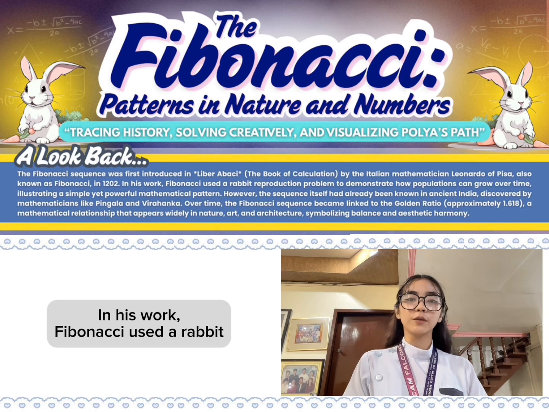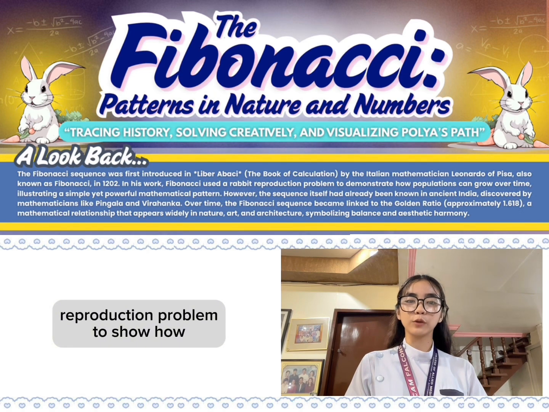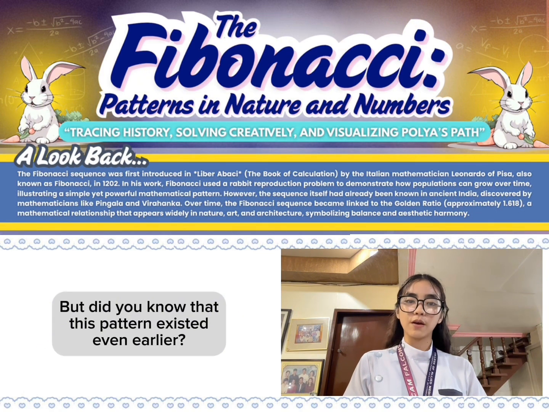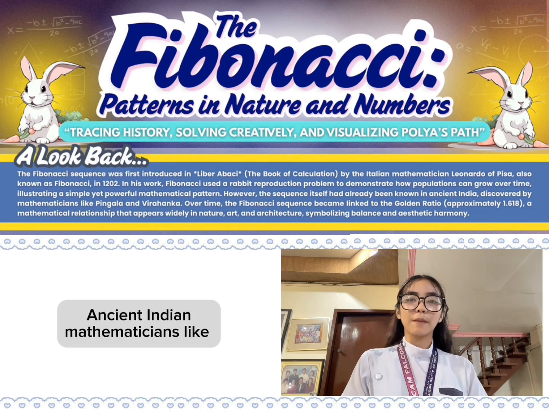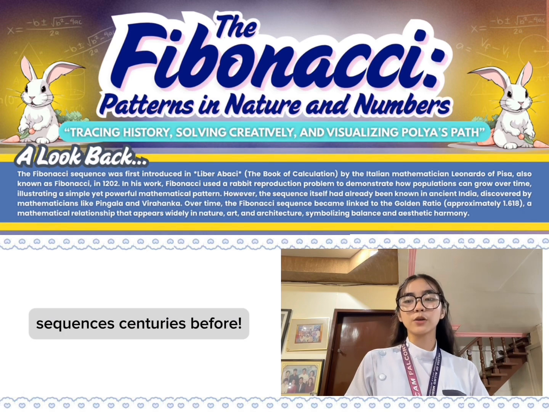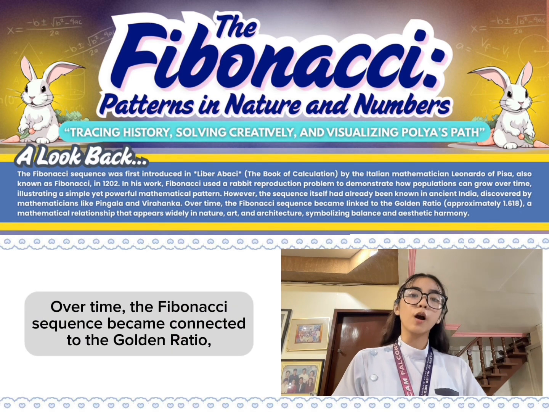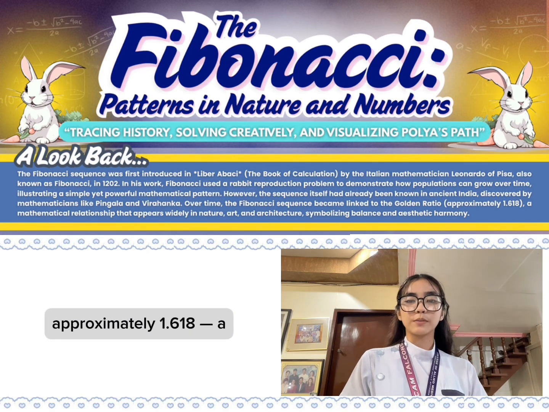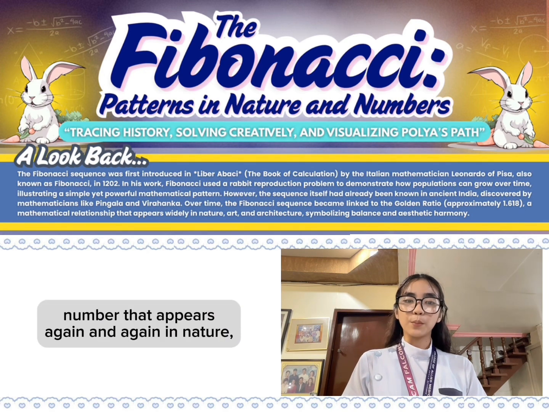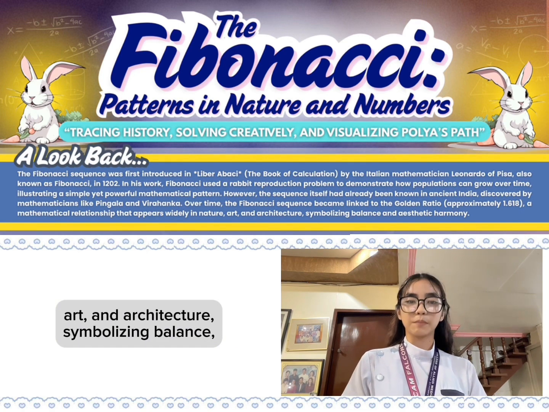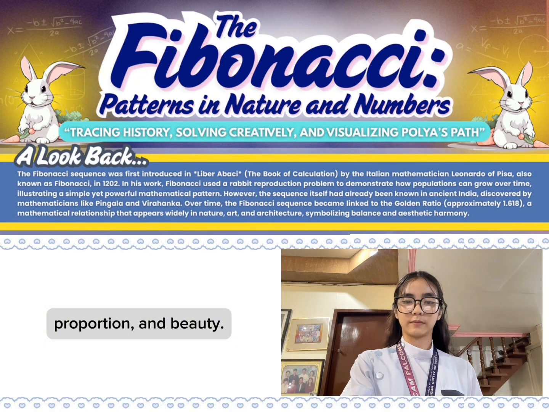In his work, Fibonacci used a rabbit reproduction problem to show how populations could grow over time, using simple math to model life. But did you know that this pattern existed even earlier? Ancient Indian mathematicians like Pingala and Virahanka had already described similar sequences centuries before. Over time, the Fibonacci sequence became connected to the golden ratio, approximately 1.618, a number that appears again and again in nature, art, and architecture, symbolizing balance, proportion, and beauty.